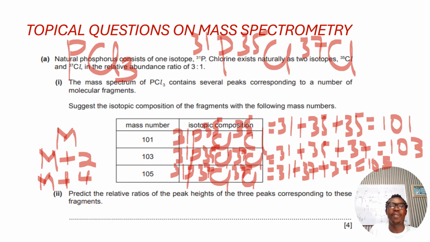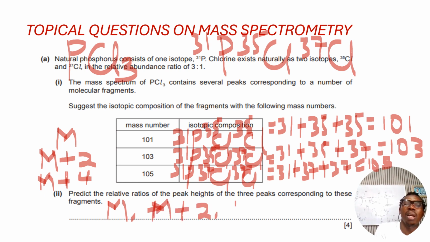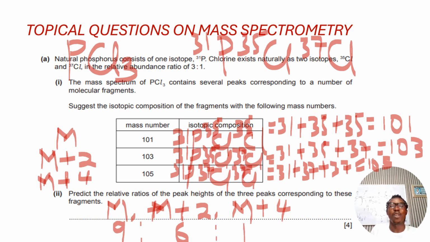Predict the relative ratios of the peak heights of the 3 peaks corresponding to this fragment. So they are referring to what? The molecular ion, the molecular ion plus 2, and the molecular ion plus 4. Since it is chlorine, the molecular ion will be 9:6 with the molecular ion plus 2, ratio 1, which is the molecular ion plus 4 peak for a chlorine molecule. So it's as simple as ABC.